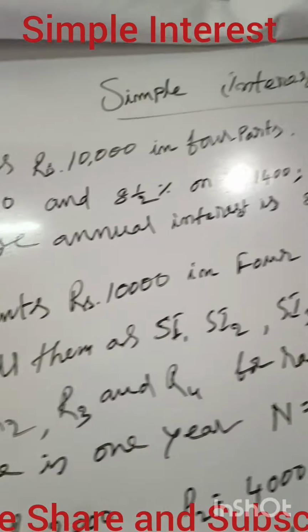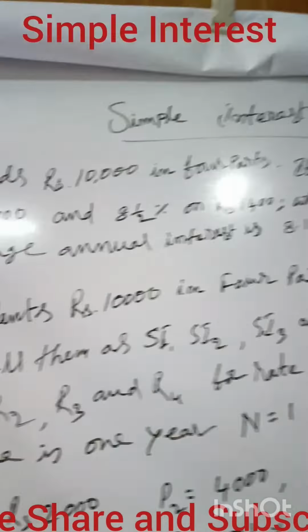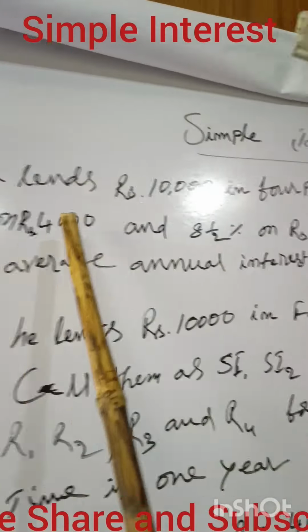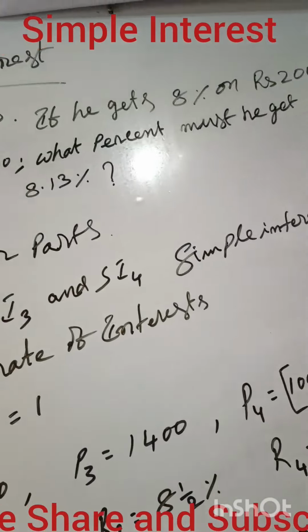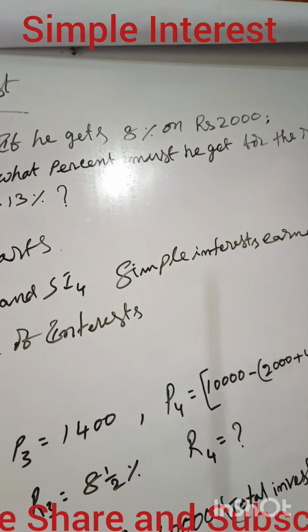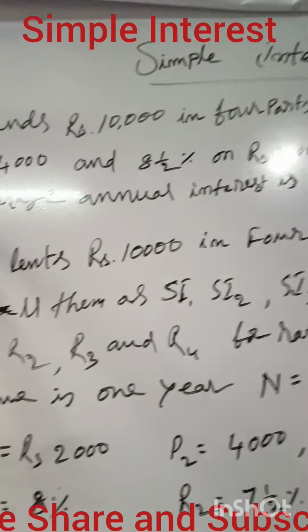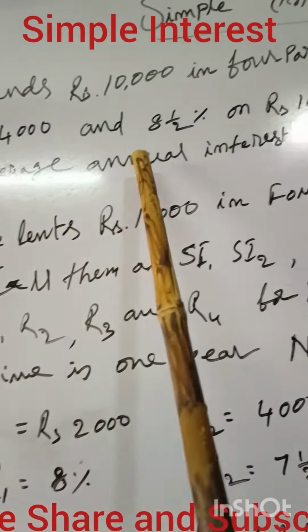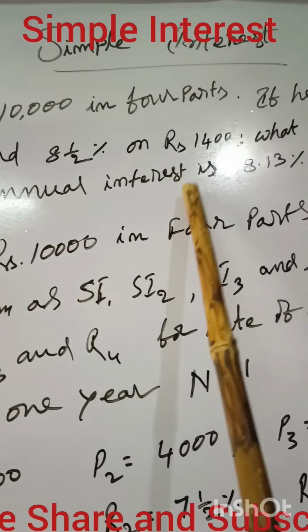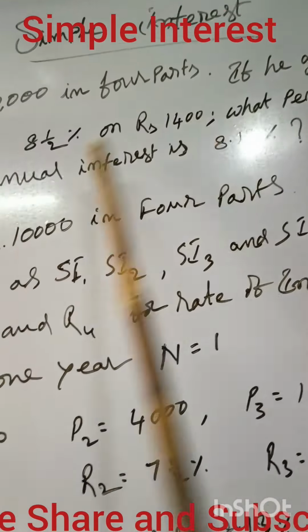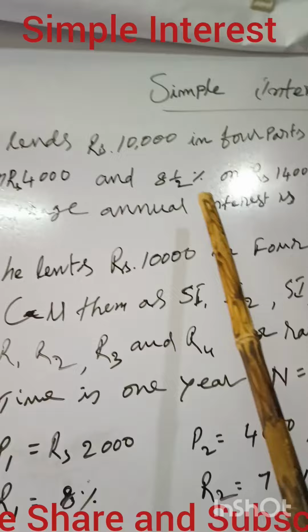So then the rate of interest is, first, he has given 2,000 at 8%, and second at 7.5%, and third at 8.5%. And then the fourth one, how much amount is left, at what rate he has given that, is the question we have to find out. And on his annual income on 10,000, on average he has got 8.13%. So let us go into the question in more detail.